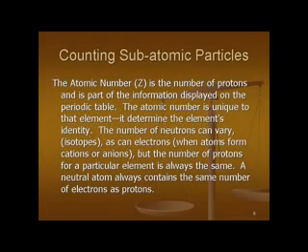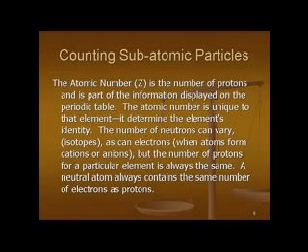Let's look at the atomic number. The atomic number, or uppercase Z, is the number of protons and is part of the information displayed on the periodic table. The atomic number is unique to that element. It determines the element's identity. The number of neutrons can vary.